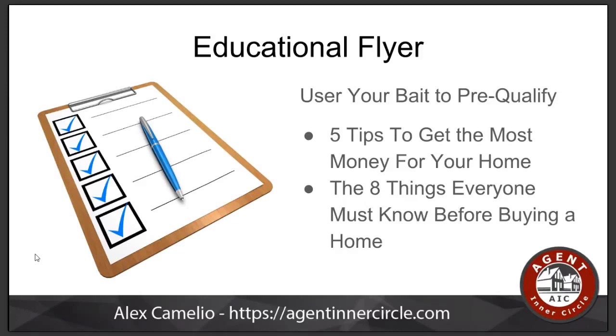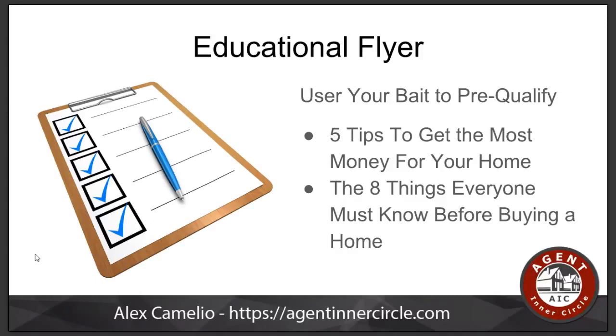So first of all, let's create an educational flyer that's something like 5 tips to get the most money for your home. I mean, people that are interested in selling their home might be interested in this information. If you put some sort of advertising in front of them that says, hey, get this free report, all you have to do is give me your email address, they might be doing that. Something else, the 8 things everyone must know before buying a home, right?